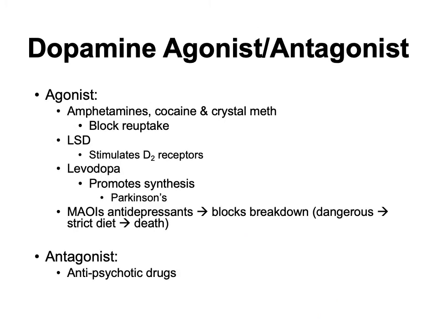Agonists and antagonists of dopamine: the agonists are amphetamines, cocaine, and crystal meth, because they block reuptake. LSD will stimulate the D2 receptors, and if it's overstimulated, it's going to lead to schizophrenia. Levodopa promotes synthesis, and it's used to treat Parkinson's disease, so that those individuals with Parkinson's who have reduced dopamine will be able to produce some.